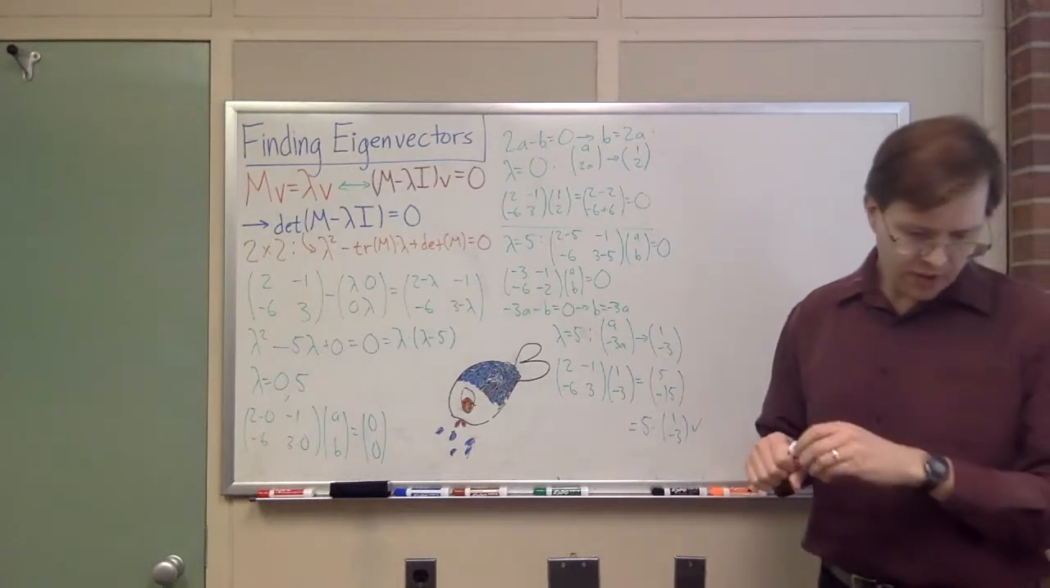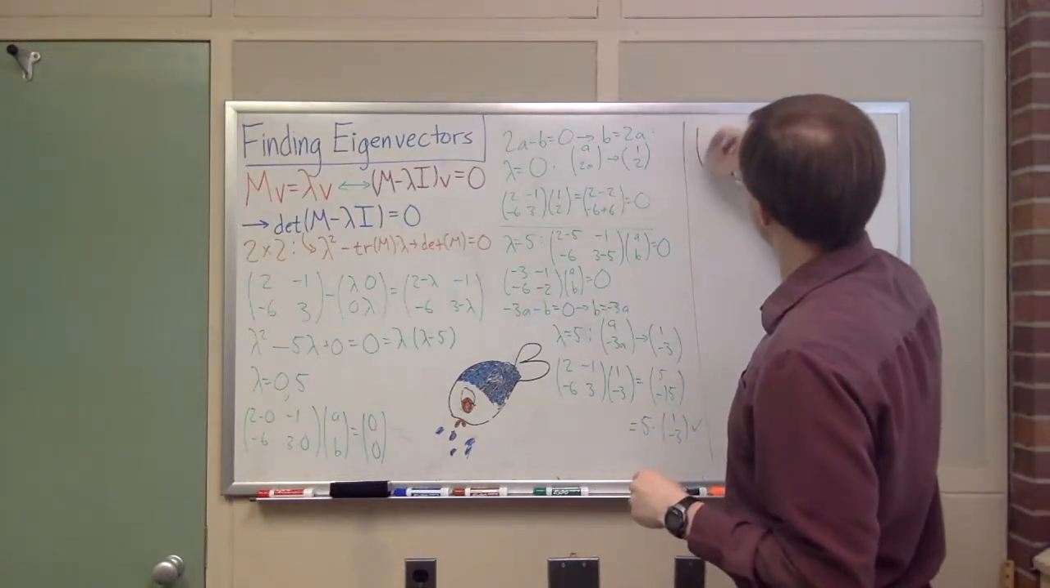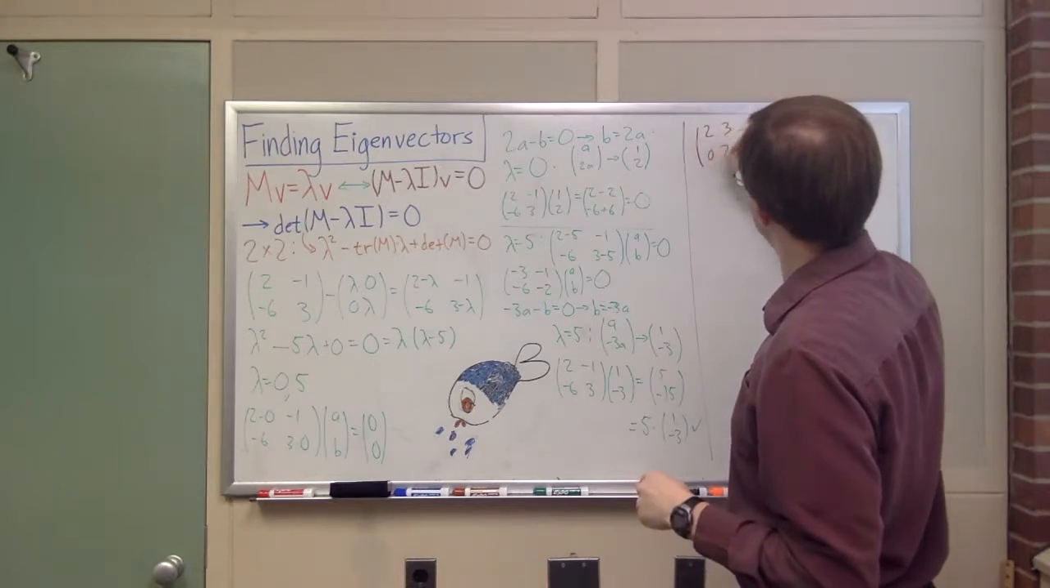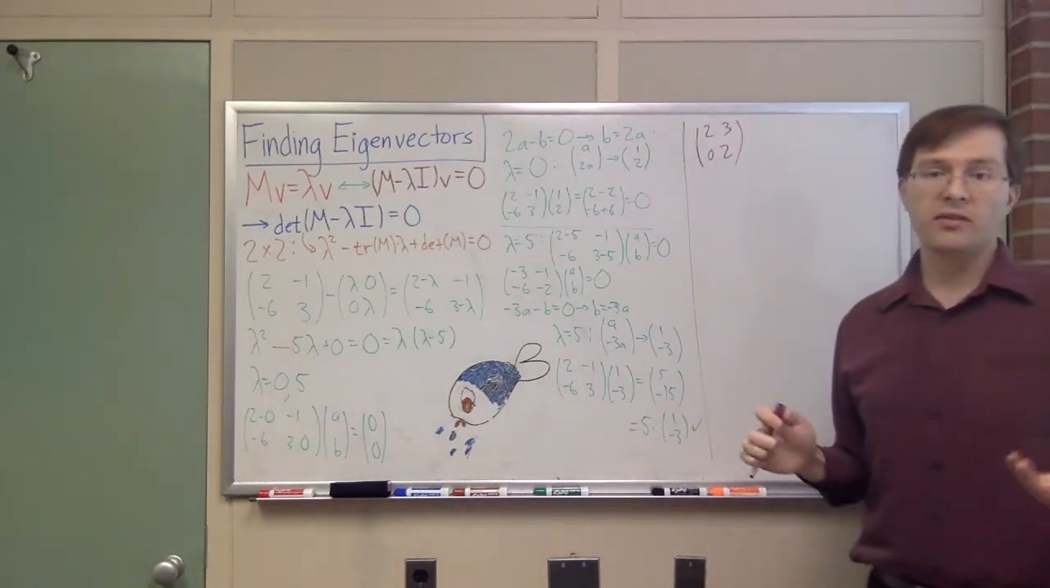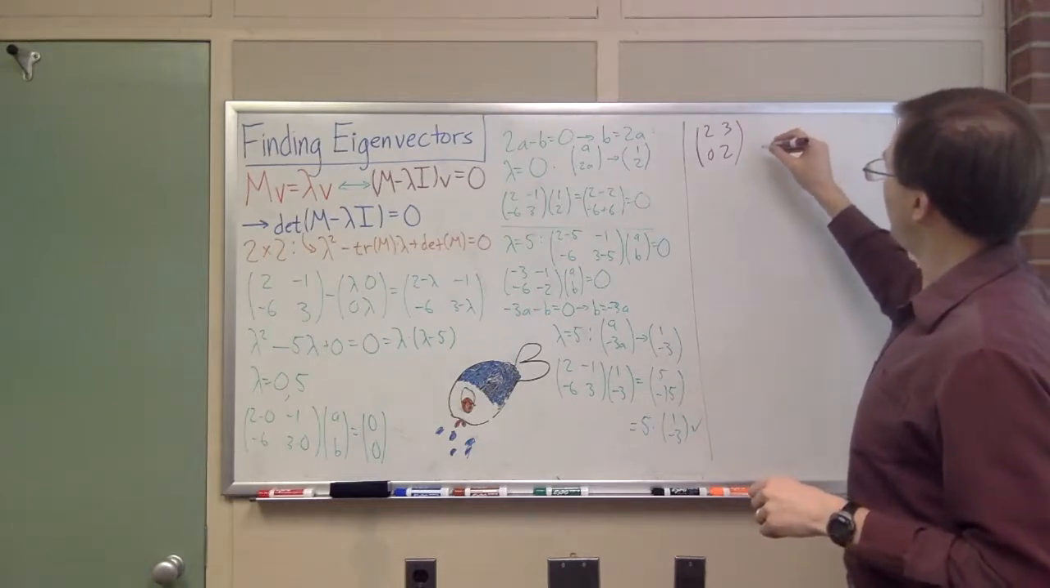So we've got that. Another example. Let me do this one, 2, 3, 0, 2. Here's my matrix, 2, 3, 0, 2. And I want to know, what are the eigenvalues and eigenvectors of this one? Well, what do I have?